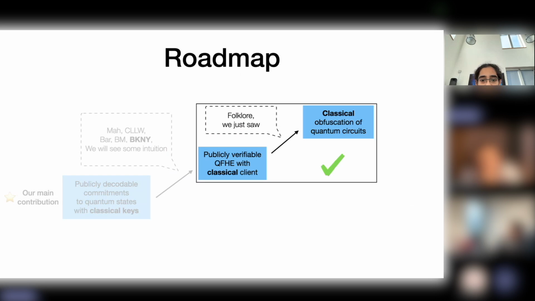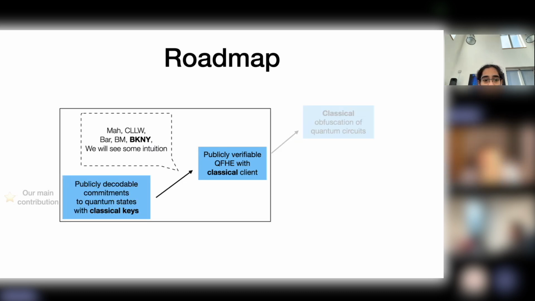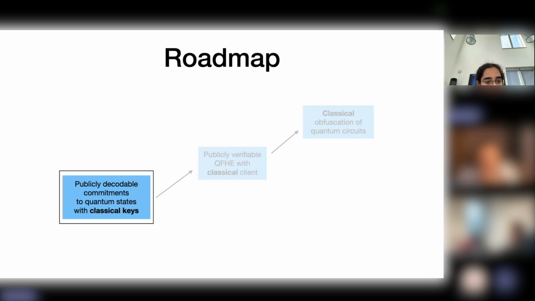Okay, so we just saw this arrow that goes from publicly verifiable QFHE to obfuscation. So now let's look at the next arrow. For that, let me first define what this is. I need to describe at least 3 things: commitments, how do you commit to a quantum state, and what does publicly decodable mean?